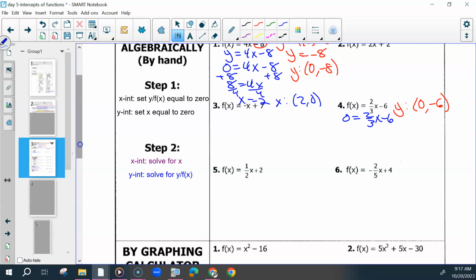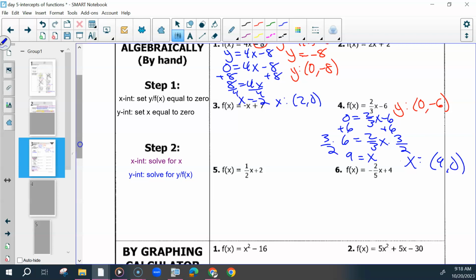Add 6. And then how could I get rid of the 2/3? Yes, multiply it by the reciprocal. At this point, we should not be dividing anymore. We should be multiplying by the reciprocal. So take it, flip it, multiply on both sides. So x equals 9. And we would write that as (9, 0).